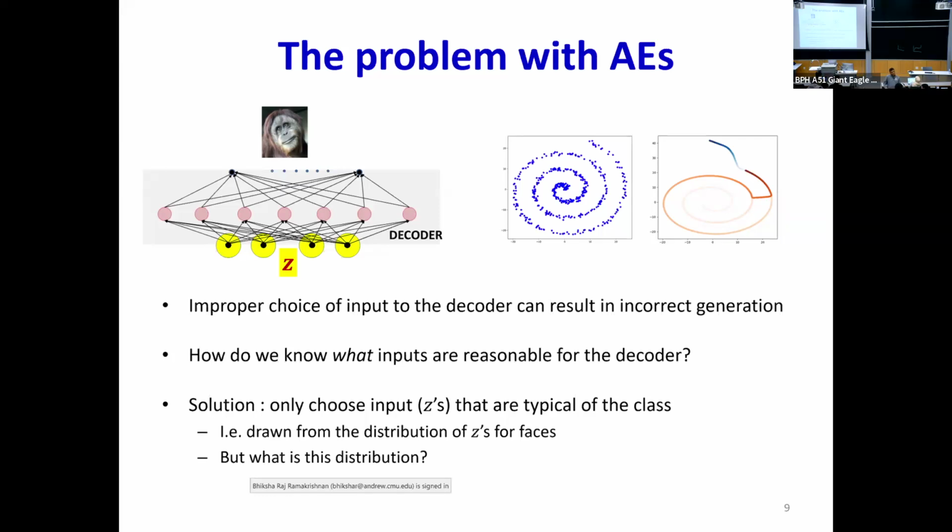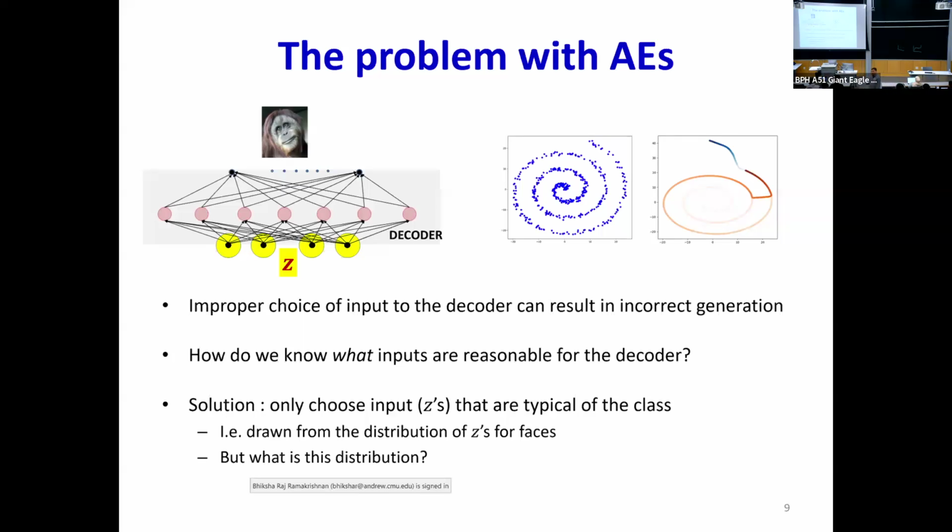Yes? You want to choose these Z's that represent your class. I want to choose Z's that represent the class, but if I just train the autoencoder any which way, do I know what those Z's are? Okay, so then what can I do? Always start from a particular set of points.